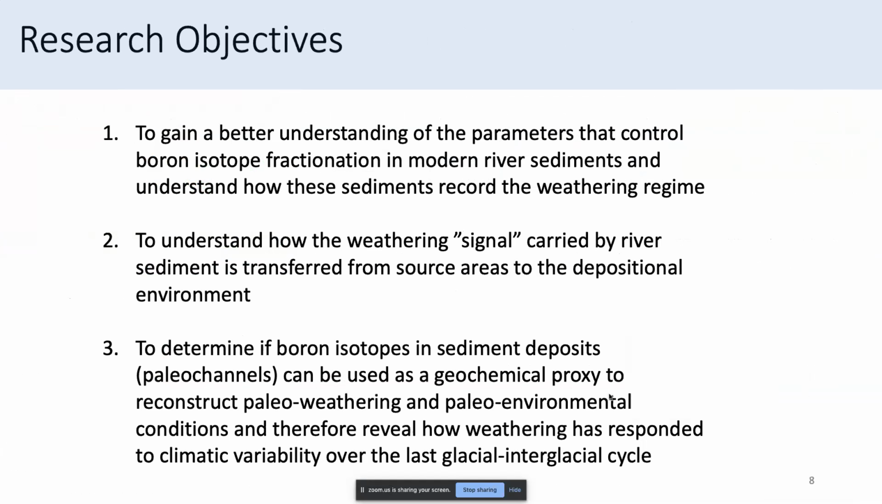Okay, so what my research tried to do was look at three topics here. I wanted to gain information about the parameters that control isotope fractionation in modern sediments, and I wanted to understand how these sediments record that weathering regime. Secondly, I wanted to understand how that signal carried by the sediment is carried by the river sediments. How's it transported from where it's formed in the soil to where it's deposited? And then finally, I wanted to see if we could use boron isotopes as a proxy to reconstruct paleo weathering and paleo environmental conditions. So I want to see if this is a good proxy to reconstruct the past weathering regime, the past environments.